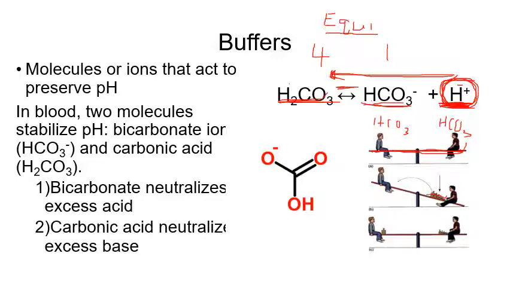We've added protons now, but now we've pushed in this direction and those protons have bound to bicarbonate and become carbonic acid. So now we've made the carbonic acid side heavier, and we've lost some of the weight here by binding those up, and now we're back to equilibrium. So that is essentially how the buffer solution is working.